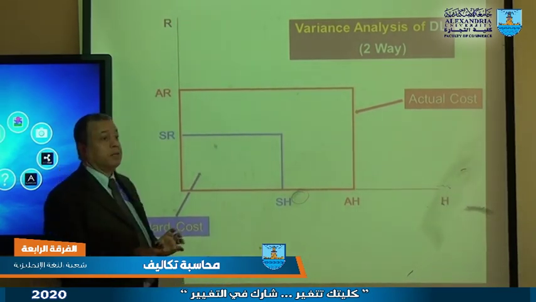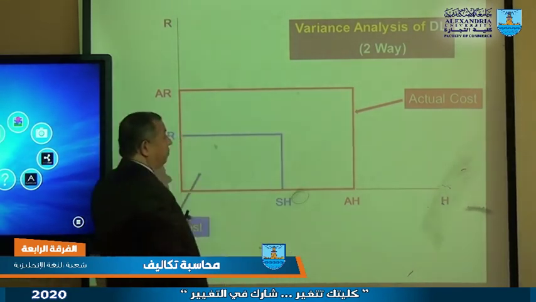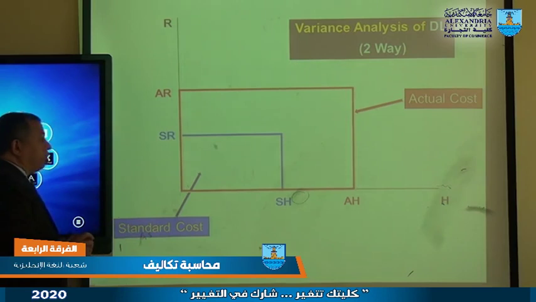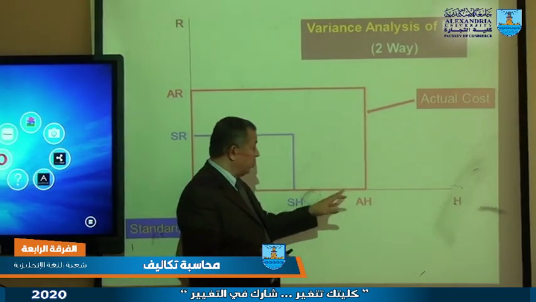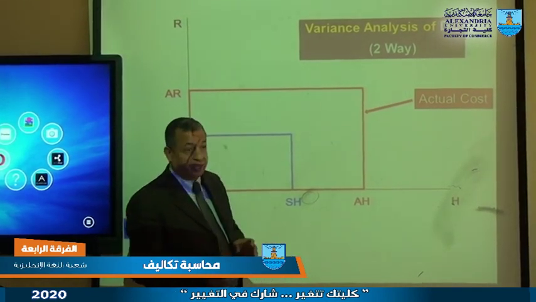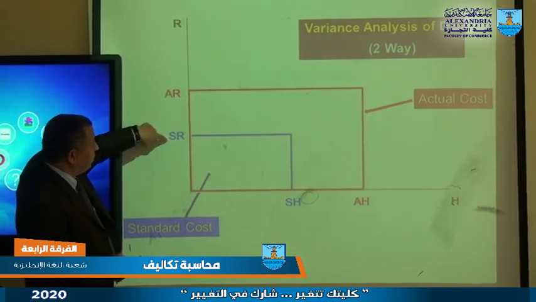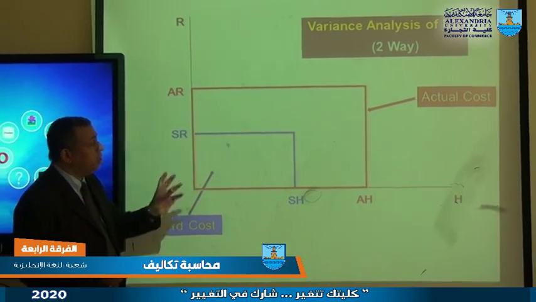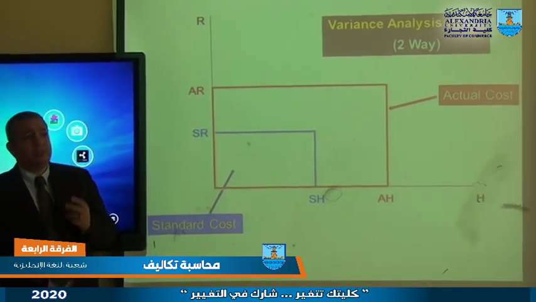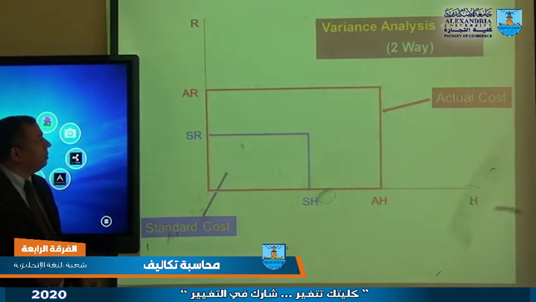Don't forget, I need to calculate the total amount of this part of my graph. The difference between actual hours and standard hours, we say efficiency. But the difference between actual rate and standard rate, like its name, is rate variance. How to calculate this amount? In two ways, I have only two variances. One of them is efficiency, and the second is rate.